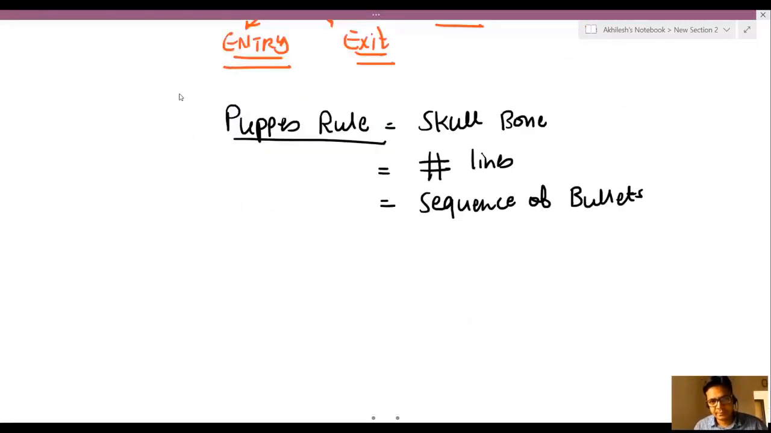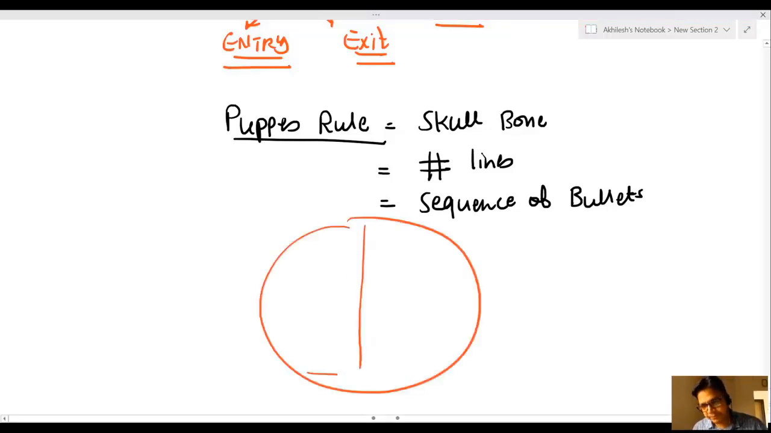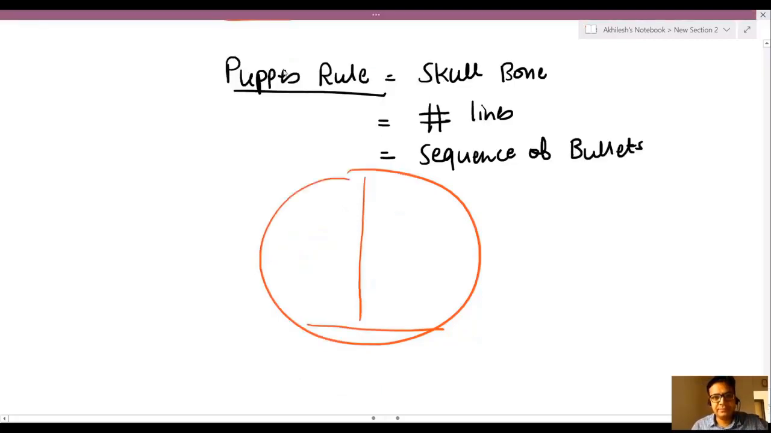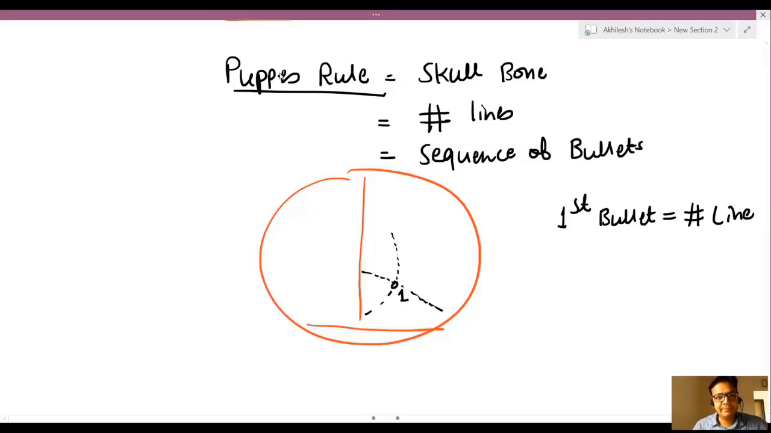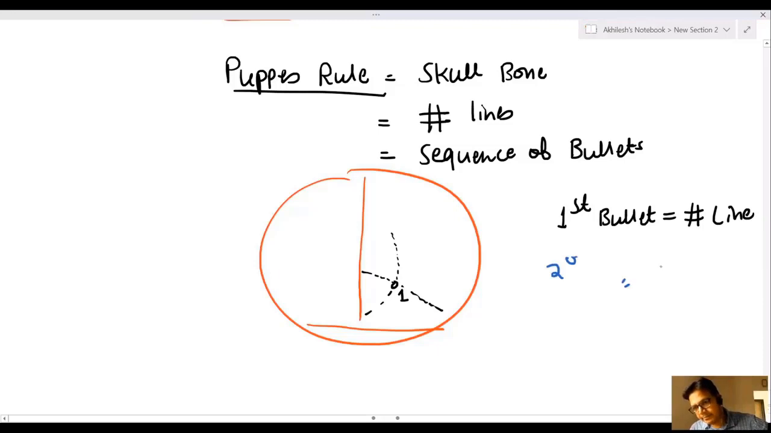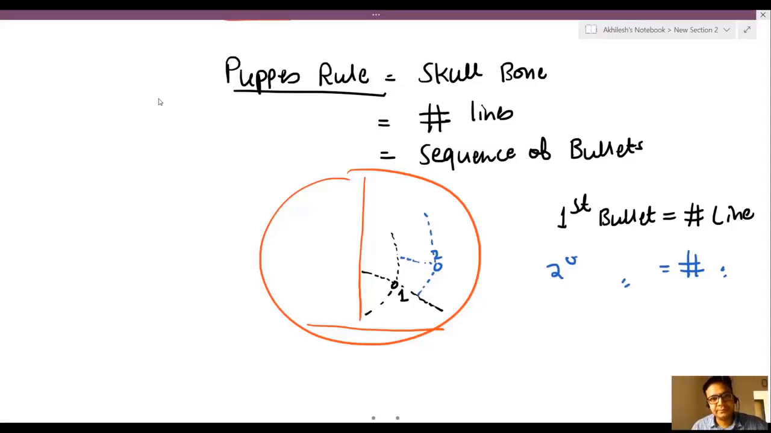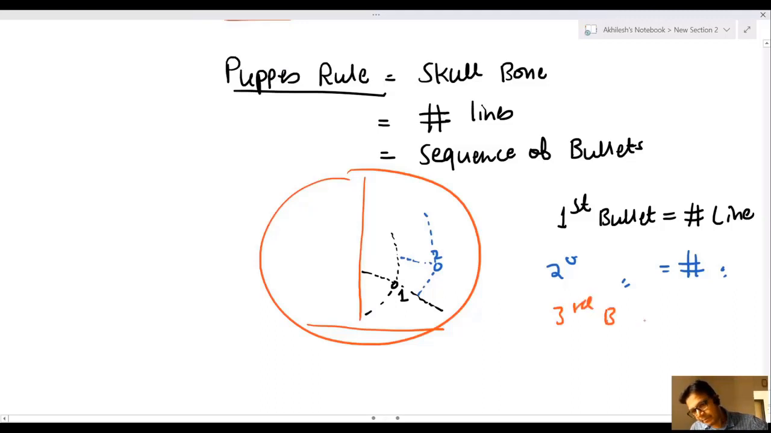See, this is the skull bone. This is the first bullet's fracture line. Now the second bullet came. This is the second bullet's fracture line. This fracture line will never cross the first one. Now, the third bullet's fracture line. This will never cross the second as well as the first.